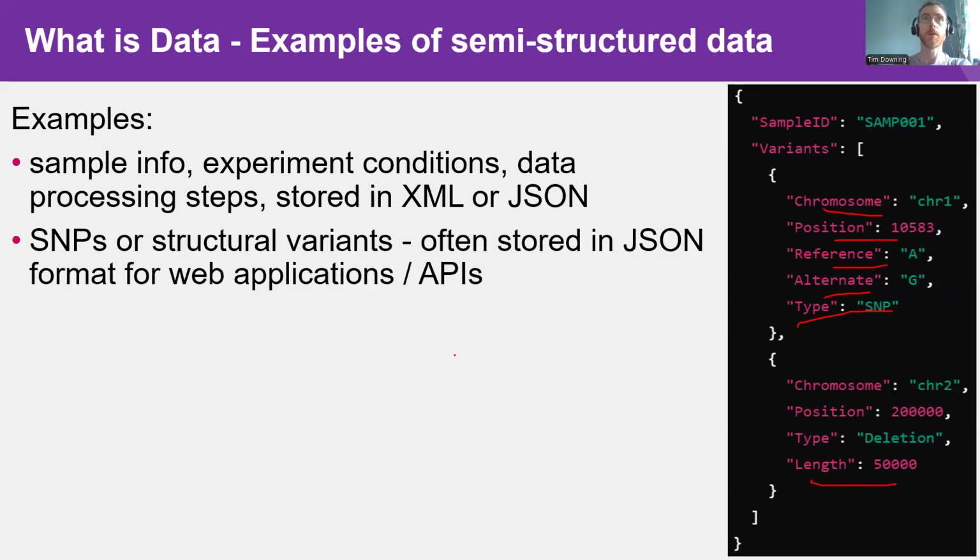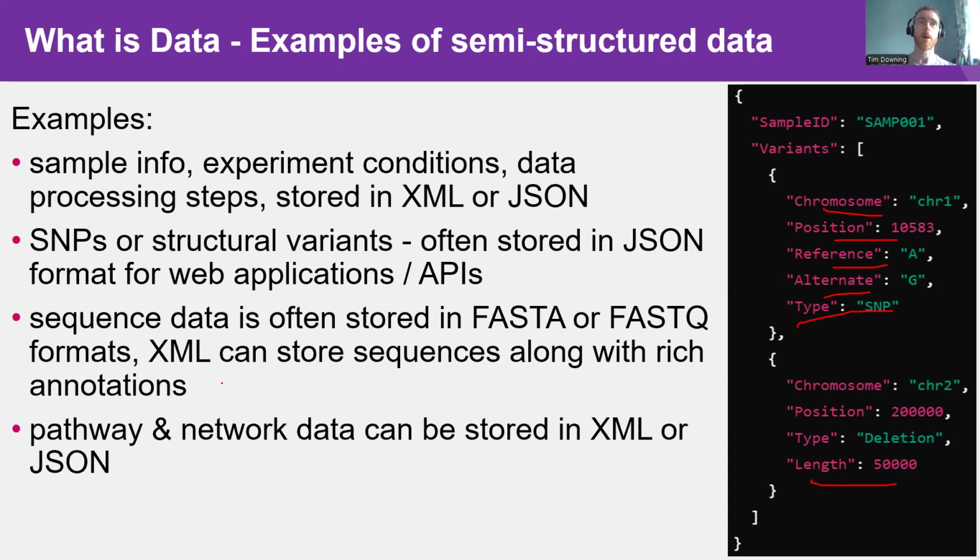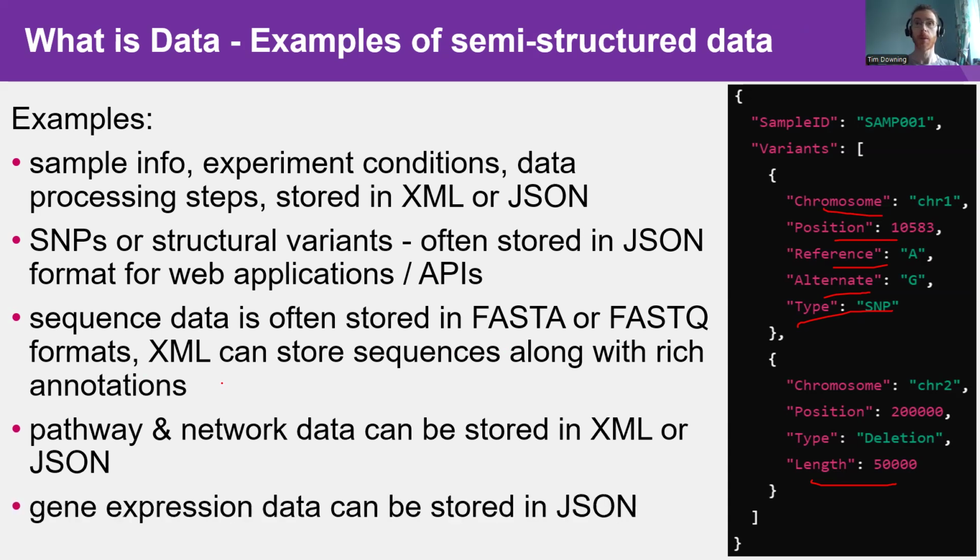So often these might contain, for example, mutation files from omics-related data sets. Though they may be stored in FASTA or FASTQ formats. XML can also be used as well. If you're looking at, say, biological pathways or networks, they might be also stored in XML or JSON. And the same applies for gene expression data as well.